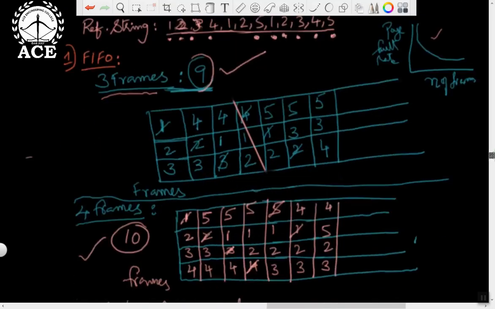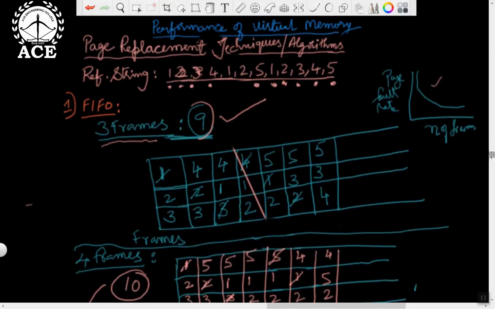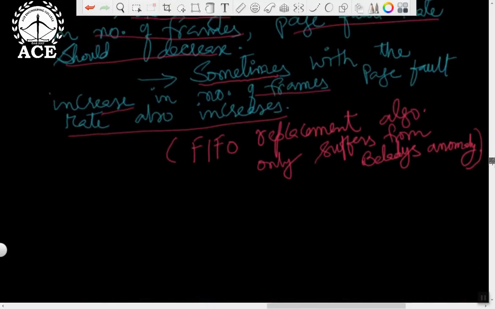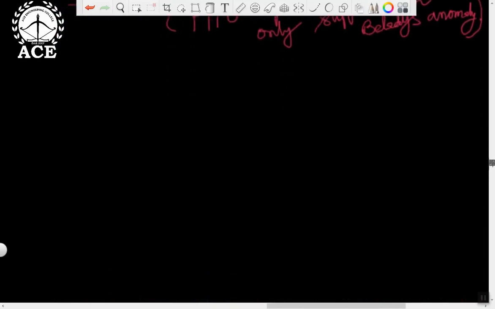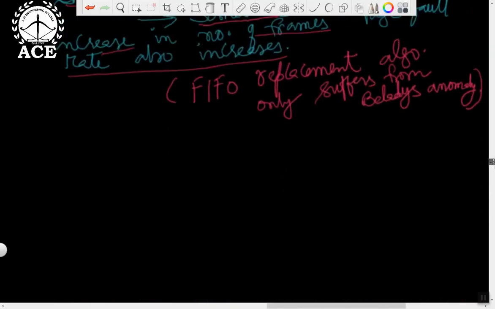Okay. So again I am telling, general rule is that as I increase the number of frames, page fault rate should decrease, but sometimes it happens that as we increase the number of frames, page fault rate also increases. This anomaly is called Belady's anomaly of page replacement, and only FIFO replacement suffers from Belady's anomaly. So this is the discussion with regard to FIFO replacement.